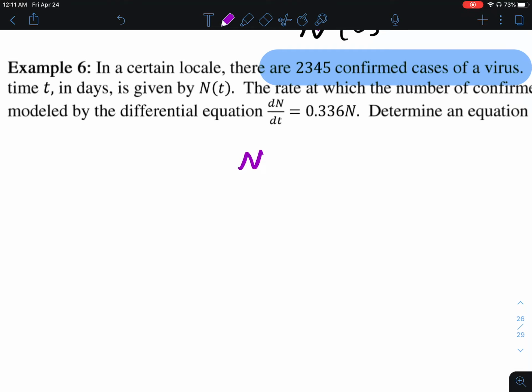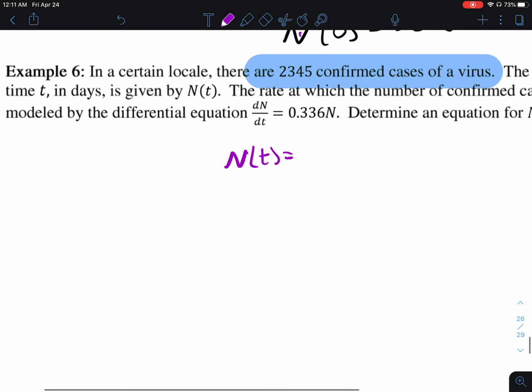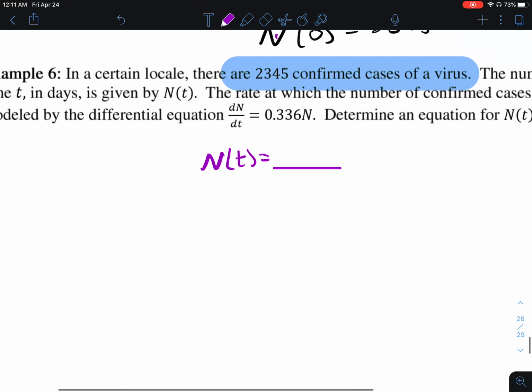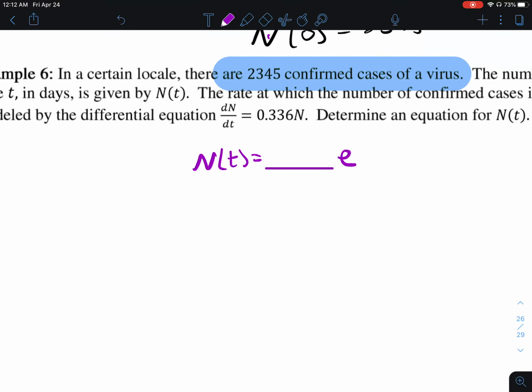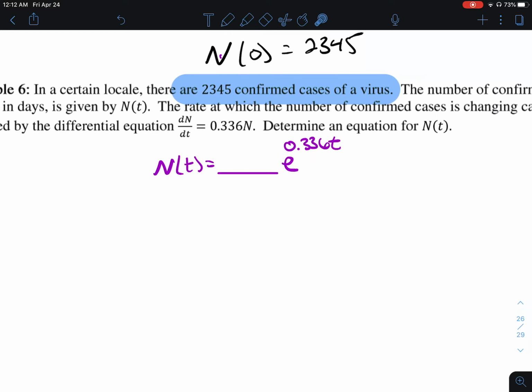we would know that this function n of t is going to be equal to the initial value, which we'll get to in a second, times e. Now this is the derivative of the exponent. So that means the exponent is 0.336 t. And the initial value for an exponential function, the y-intercept, is the y value when x is 0, which is 2,345.